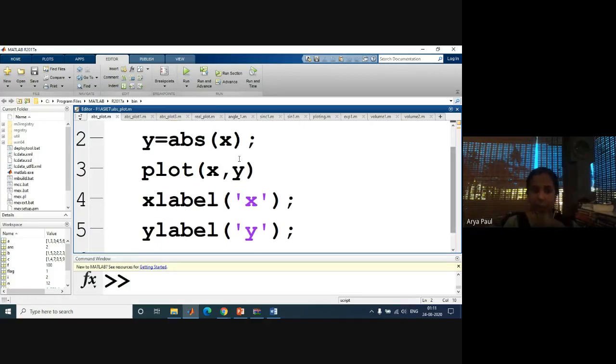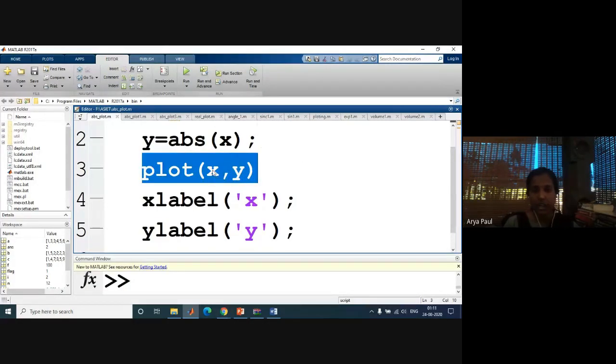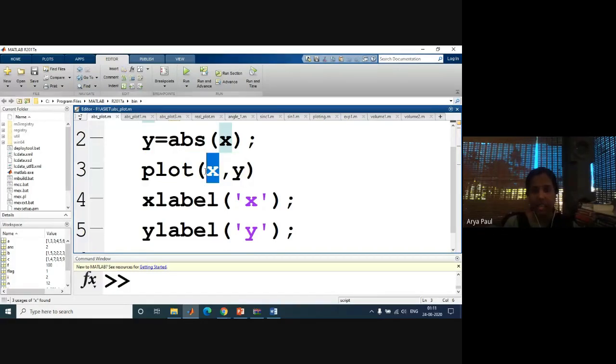Understood? Now plot of x comma y. Here you have defined x and you have defined y. Don't interchange these, because the first argument is the x-axis and the second argument is the y-axis. So it should be plot of x comma y, not y comma x. Otherwise, it will fetch you some other result.